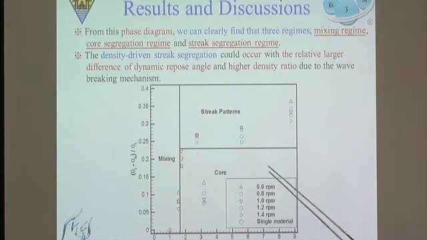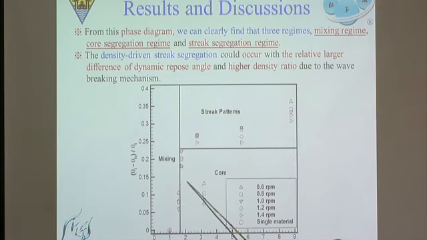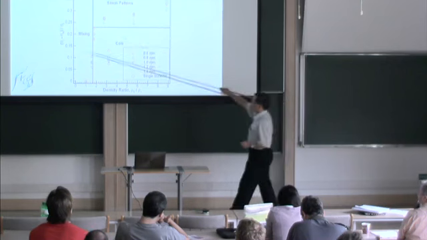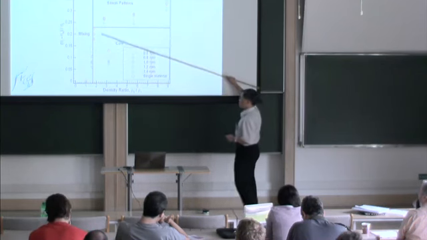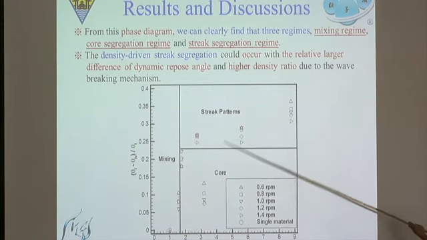By all our experiment tests, we find that if the density ratio is smaller than a certain point, roughly 1.6, it's always mixed. And if the density ratio is higher and the repose angle difference is not big enough, it's called segregation. And if it's big enough, the streak pattern forms.